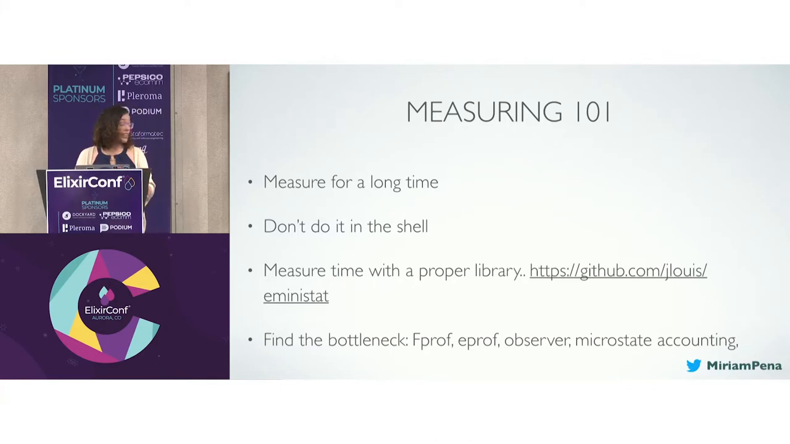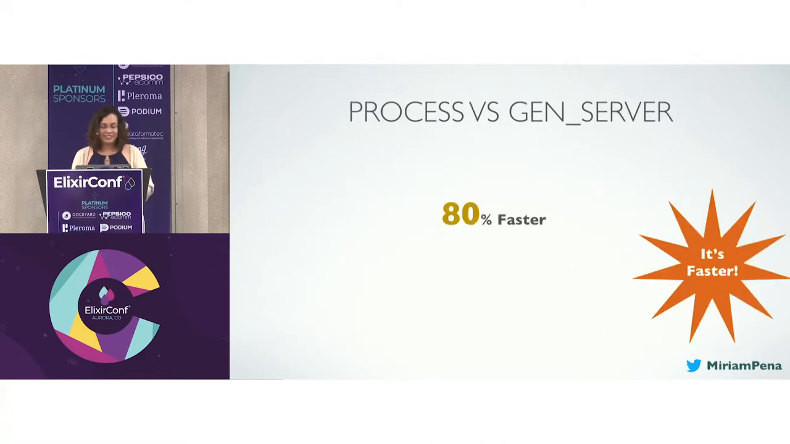And when you find a bottleneck, use tools to figure out where it is. And microstate accounting has been talked about a lot. I have never tried it, but maybe that's something you want to try. And the results are, it's 80% faster. That means if you do one call with a JUnit server, you can almost do two calls with a process to get your socket.